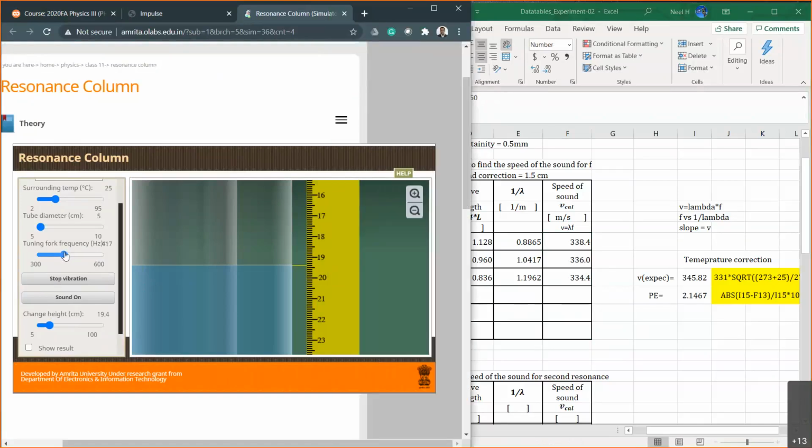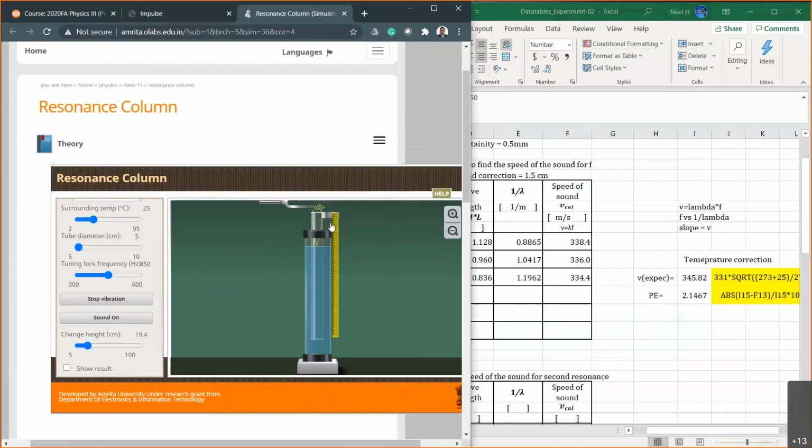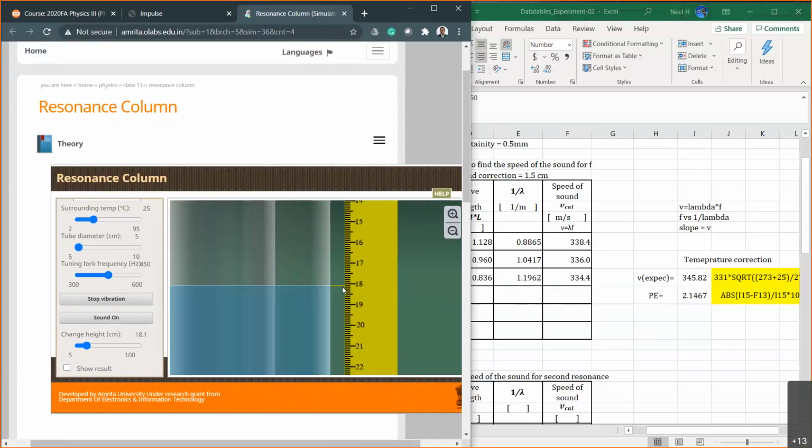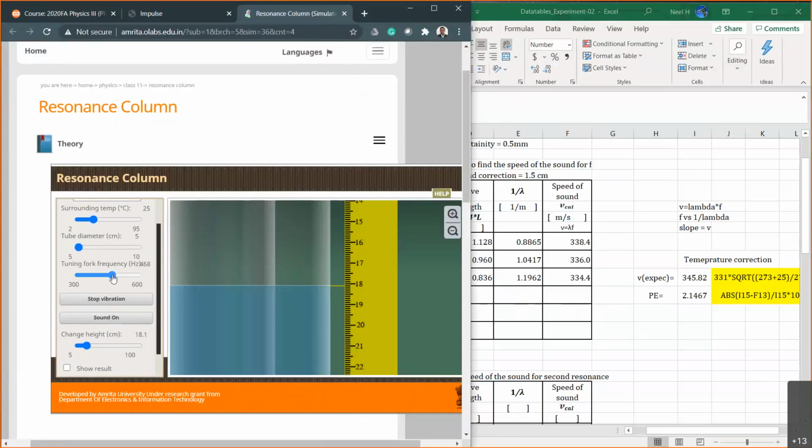Anybody have any question? Let's do 450. Then I should go back to the simulator. I'm going to bring this back all the way down and then click the sound on and slowly increase this. When you hear the noise, we'll make the sound go away and then observe the inner tube length, 18.1, 0.181. Then increase this to 500.